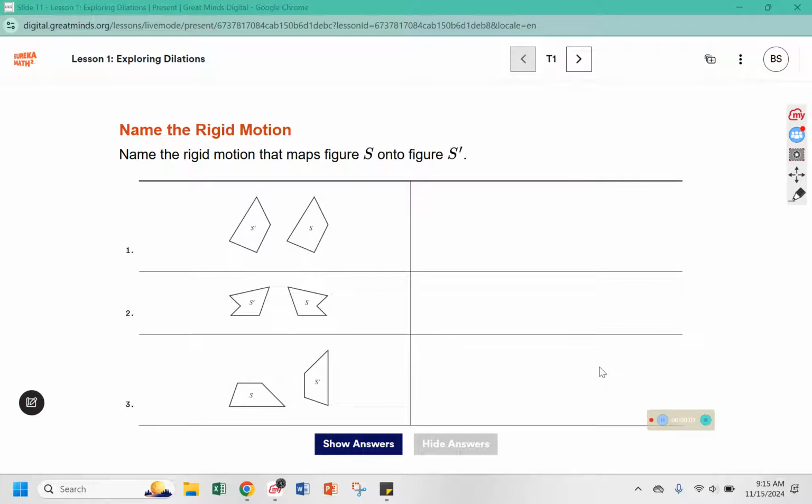Name the rigid motion that maps figure S onto figure S prime. Recall, these are the translations, rotations, or reflections. So you're going to choose which rigid motion moves the original figure S onto its new position at S prime. Translation, rotation, or reflection.